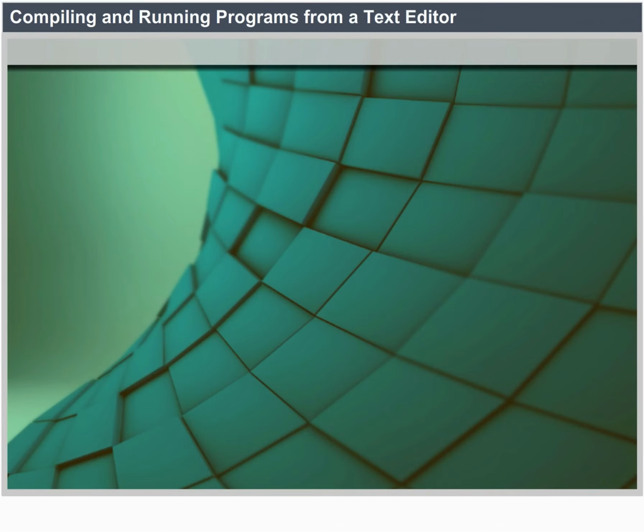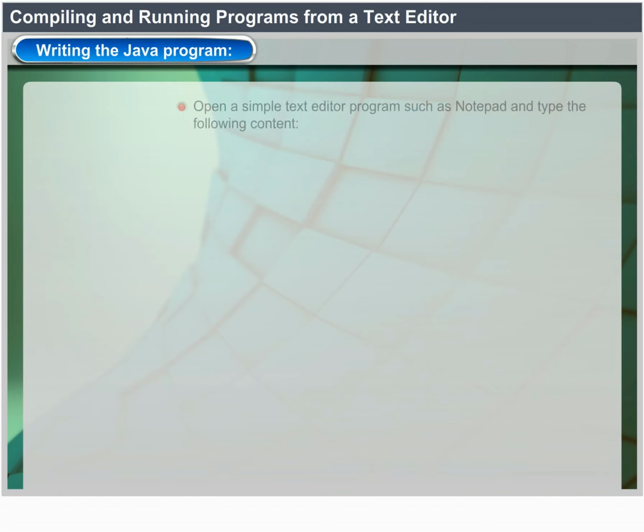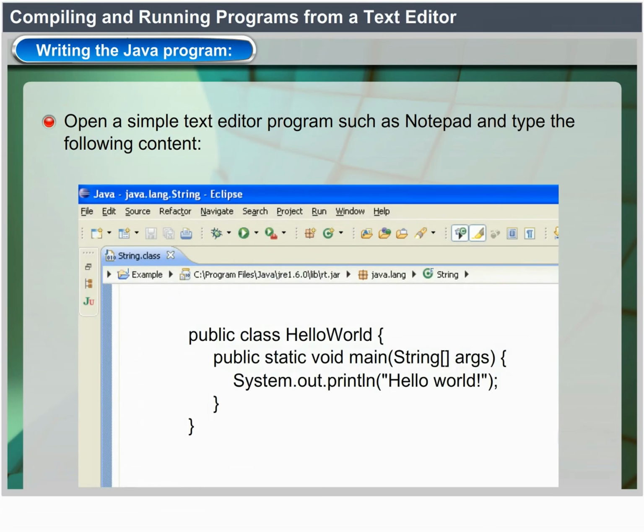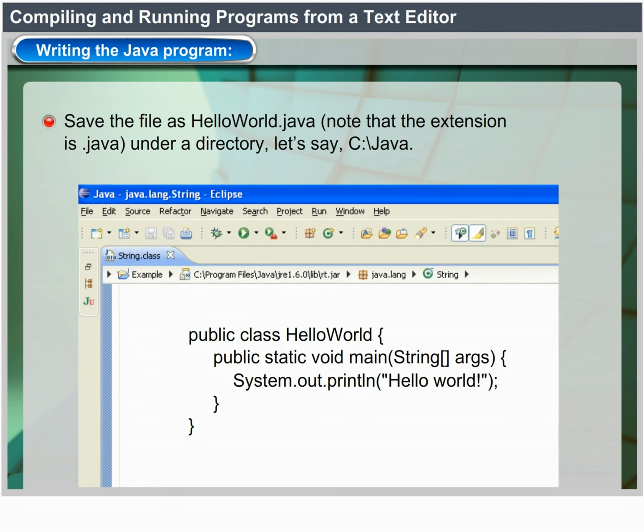Compiling and running programs from a text editor. Writing a Java program. Open a simple text editor program such as Notepad and type the following content. public class HelloWorld { public static void main(String[] args) { System.out.println("Hello World"); } }. Save the file as HelloWorld.java. Note that the extension is .java, under a directory, let's say C:\java.